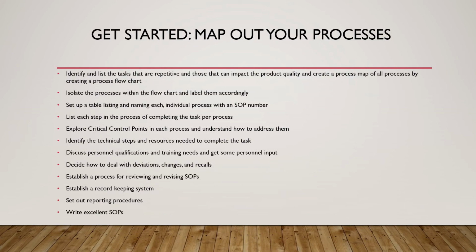So now that we know all that we know about the SOP, we need to get started. And how we do that is by mapping out the processes. You have to identify and list the tasks that are repetitive and those that can impact the product quality and create a process map of all processes by creating a process flowchart. You'll then isolate the processes within the flowchart and label them accordingly. You'll set up a table listing the name and naming each individual process with an SOP number. You'll list each step in the process of completing the task per process.